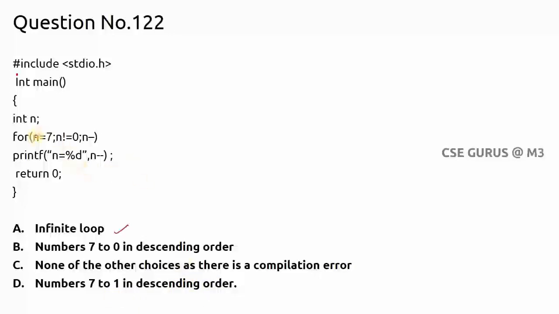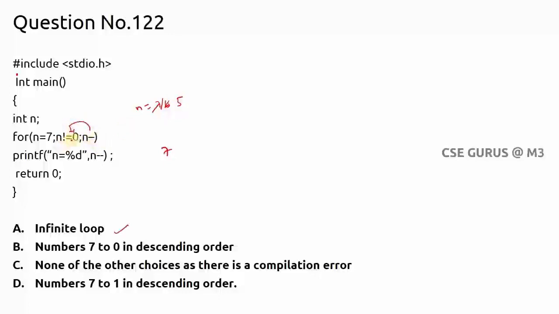Now if you see the execution of this code, first it will take the value 7. Next the condition is checked: 7 is not equal to 0. Yes, true, that means a non-zero value. Now it will print 7. After printing 7, n-- makes the value of n 6 here. Now again it goes to n--, so 6 becomes 5. Now what is the n value? It's 5, not 6.